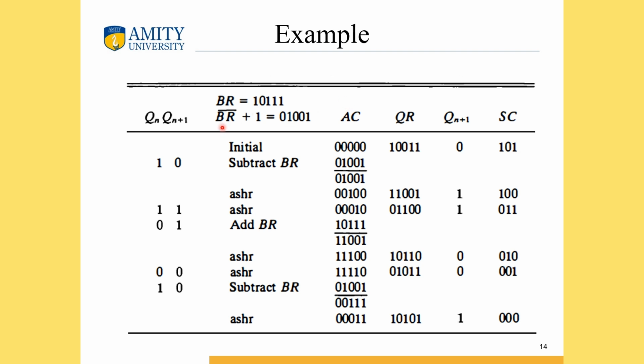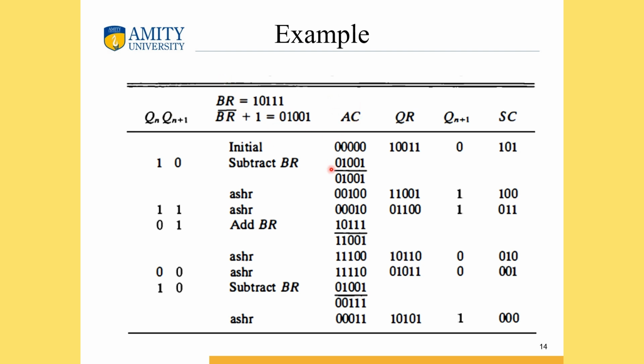Here is an example. We have BR as 1 0 1 1 1, and hence its 2's complement is going to be 0 1 0 0 1. We can find the 2's complement pretty easily. All you have to do is complement all the values and then add 1 to it. So the complement of all these values becomes 0 1 0 0 0, and then when you add 1 to it, it becomes 0 1 0 0 1. Fine. This is how you find 2's complement.